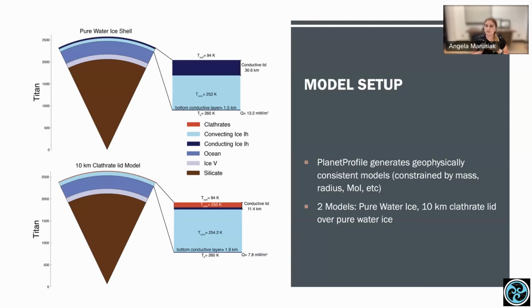Despite having the same temperatures at the top layer and bottom layer, because of changes in heat flux and the temperature of the convective lid, or excuse me, the convection in the ice shell, they have different conductive thicknesses. For the pure water ice scenario, the conductive lid thickness is over 30 kilometers thick, but when you add 10 kilometers of clathrates, you shrink that conductive lid thickness down to 11 kilometers, about a third of the size, which is pretty significant. And as I mentioned, you also change things like the temperature of the convective regime.